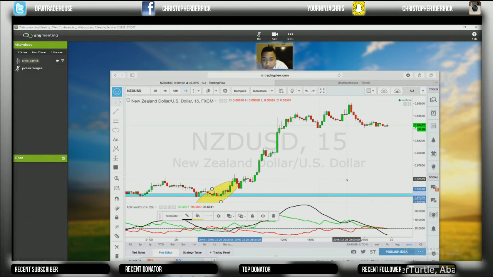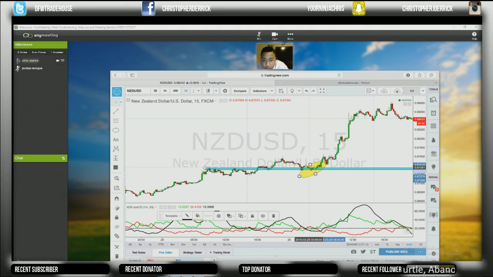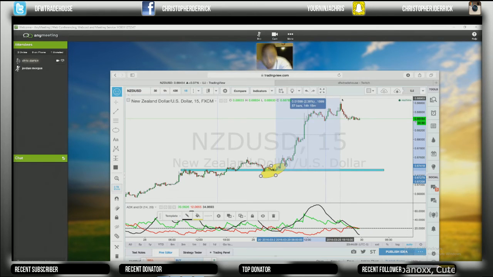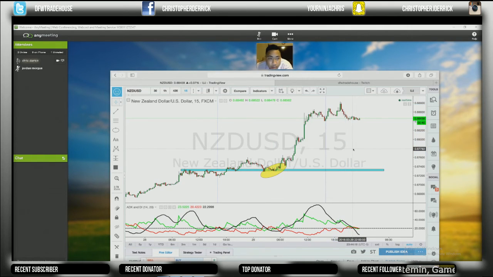Literally came into that zone, tested once, came up, tested twice, made a second leg of a W. You could have twin traded, made your 30 pips using standard, that's $300. Using another standard, you could have made $1,474. You see how simple this is?